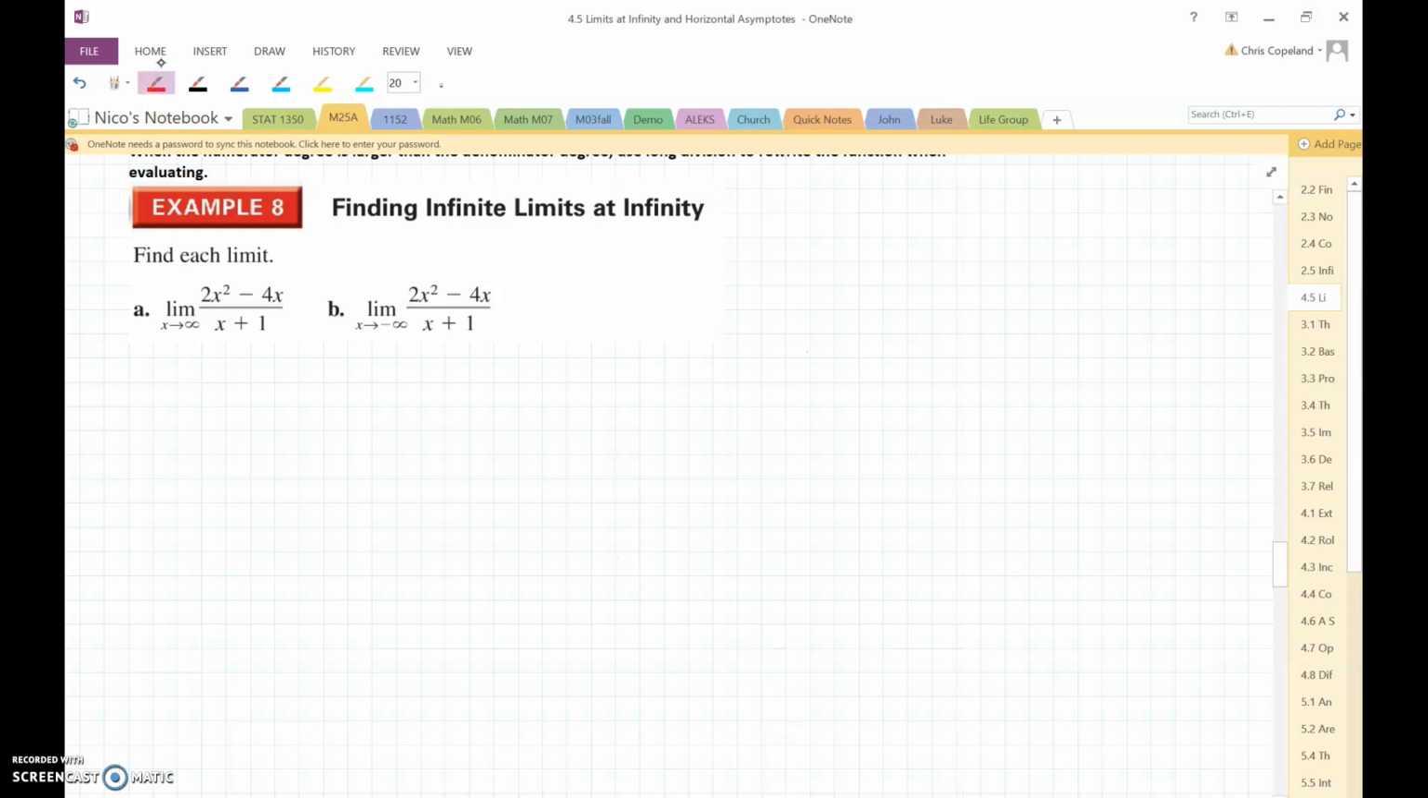Example 8, find each limit. So part A, you find the limit of (2x squared minus 4x) all over (x plus 1) as x approaches infinity. Okay, so for this one, I'm going to use algebraic manipulation because graphing would be kind of difficult. So I'm going to divide each term by x squared.